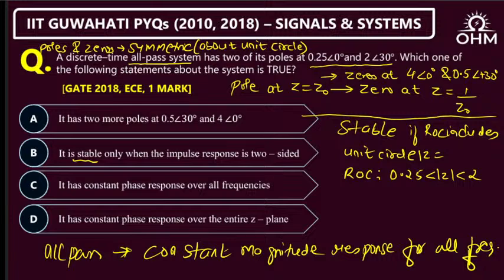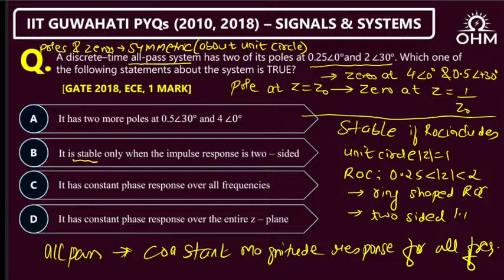Unit circle means mod z equal to 1. So the ROC can be taken from 0.25 to 2. That means a ring shaped ROC, and a ring shaped ROC is always for a two-sided signal.